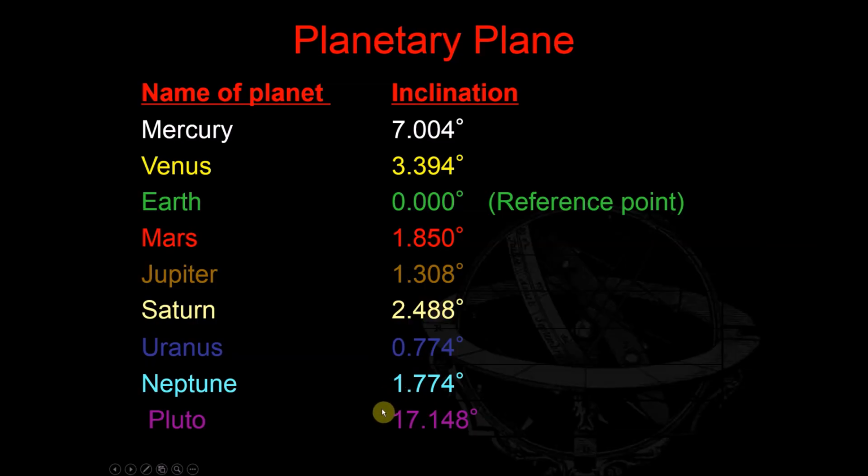Neptune, not too bad. And Pluto, one of the controversial reasons for its planet status is its orbit, and its orbit, as you can see, is about 17 degrees. That's at least 10 degrees more than the inclination of the most extremely inclined inner planet. So that was one of the reasons why people were a little unhappy with Pluto's planet status.